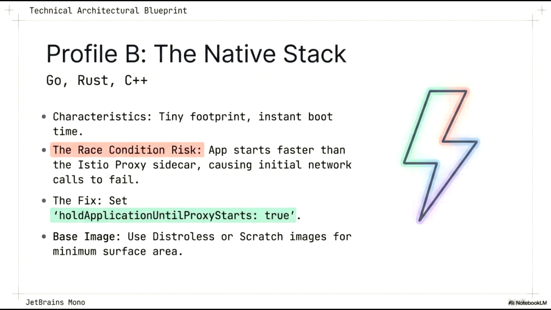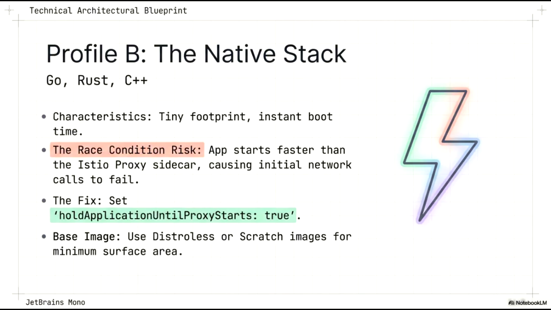Profile B highlights the native stack, encompassing languages like Go, Rust, and C++. The primary advantages here are a tiny resource footprint and near-instant boot times. However, this rapid startup presents a unique race condition risk.